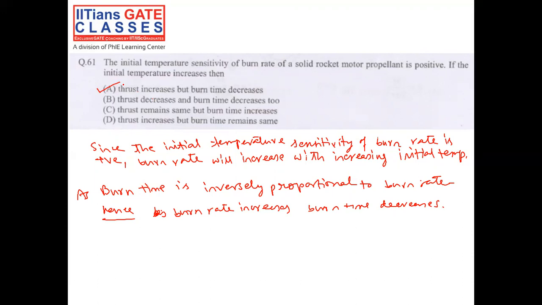The explanation of this is, as the initial temperature sensitivity of burn rate is positive, the burn rate will increase as the initial temperature increases, and the burn time is inversely proportional to burn rate. So if burn rate increases, burn time will decrease, and the mass flow rate of the exhaust gas increases, which means the kinetic energy of the exhaust gas increases, which in turn increases the thrust. So thrust will increase, but burn time will decrease. Option A is the correct answer.